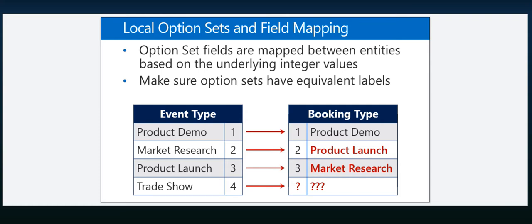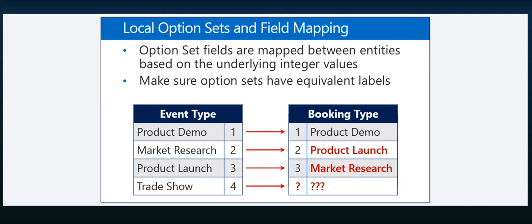Then we map that on to booking type, where there's a similar option set and it's supposed to have the same values. However, the order is mixed. We don't have the fourth value. It can't really map it properly. So if we map some values from event type to booking type and the integer was value 2, that market research would suddenly be product launch, and it wouldn't be appropriate. So you can run into a lot of issues that way.